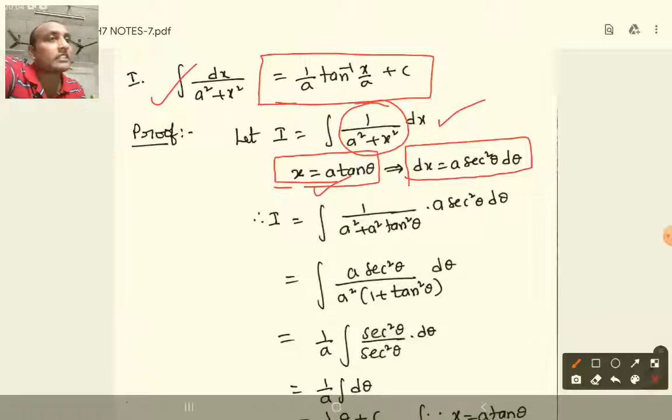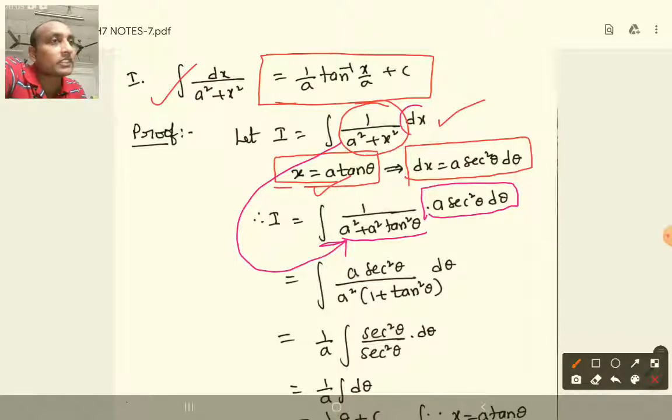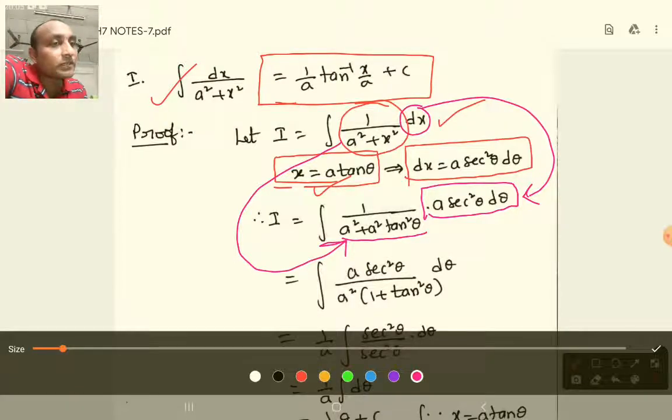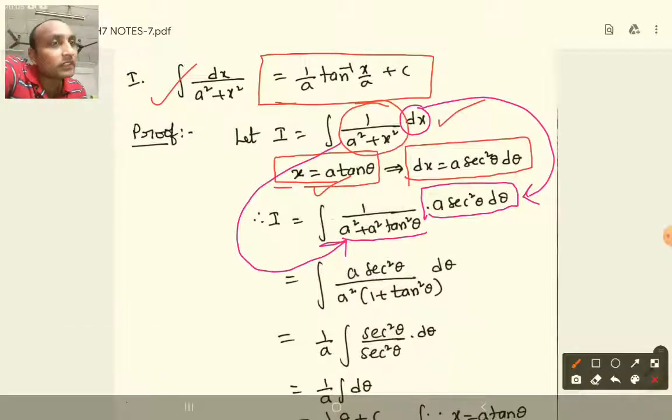Look at this. If we substitute x is equal to a tan theta, I get a square plus a square tan square theta in the denominator, and a secant square theta d theta has come instead of dx. Got it? Then in the denominator, if you take a square common, it is a square into 1 plus tan square theta. And the numerator is a secant square theta into d theta, as it is.